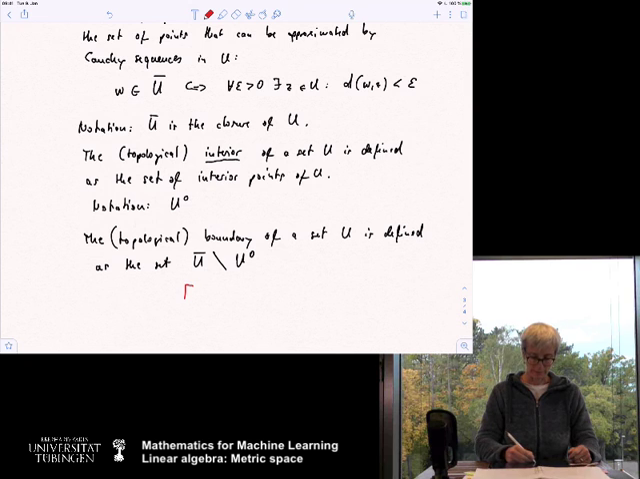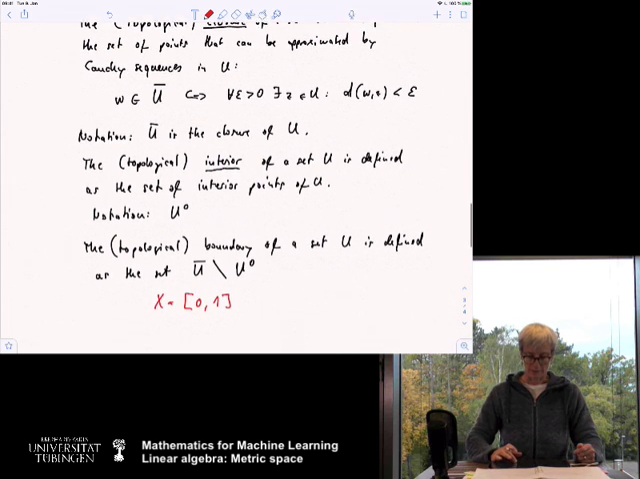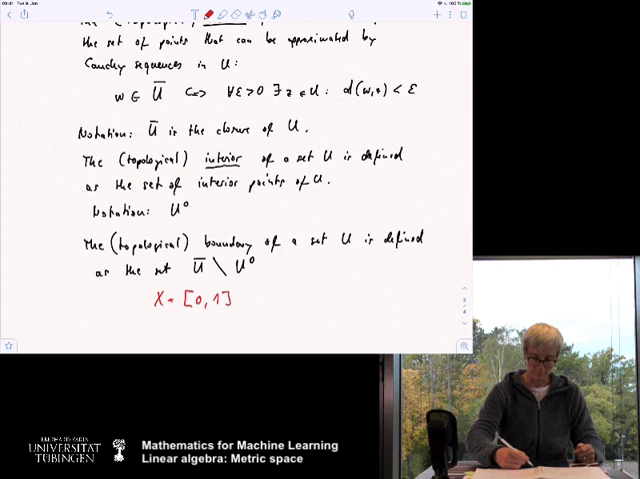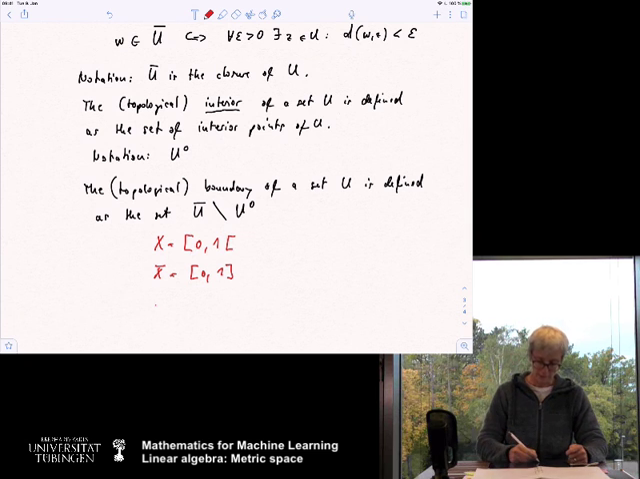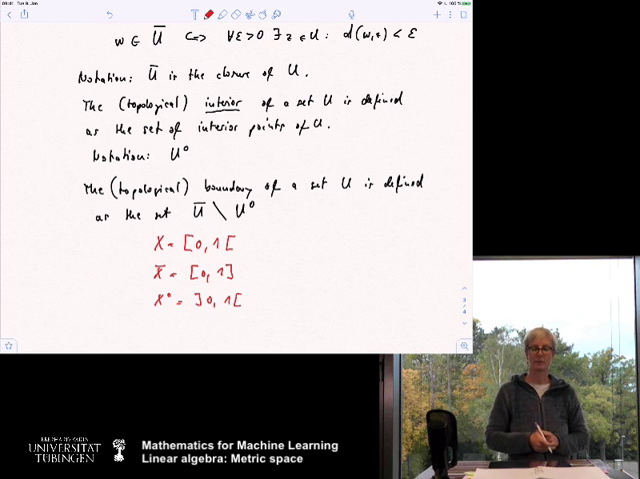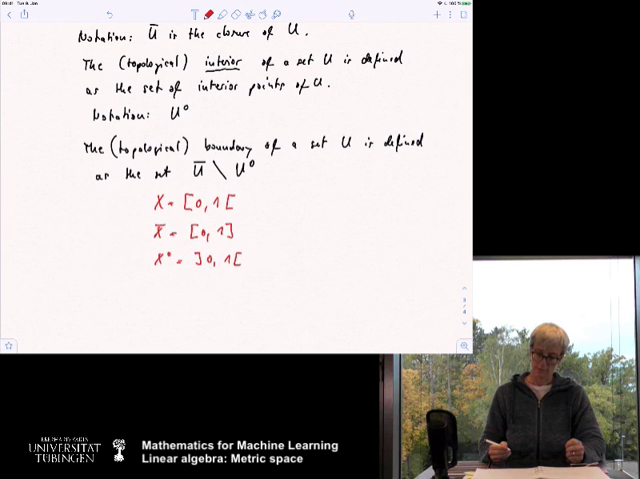So if we have, for example, the space X, which is the closed interval, or maybe use a slightly different example. We use the half open interval 0, 1. Then the closure of this space is the space 0, 1, where we add this limiting point 1 that we could still achieve. The interior of X is the open interval 0, 1. And now I'm considering the boundary.